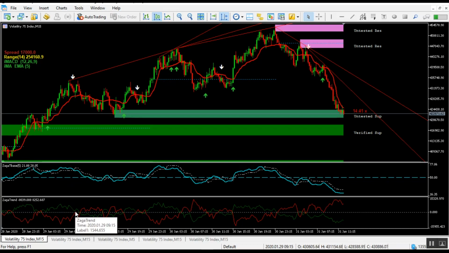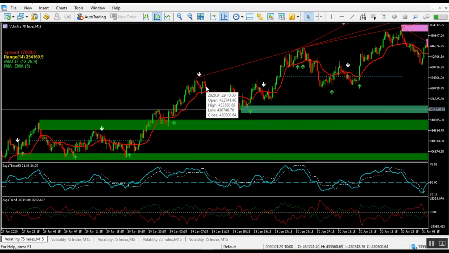Then below we have the Zagat trend, and the left hand side shows you the indicators you are using: the spread, the range, the MACD and EMA. So the arrow you see here is the MACD movement signal arrow. Then we have the EMA, that is the exponential moving average of 5. You can change that. So how do you use the system?